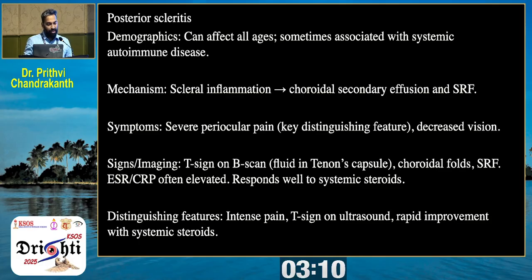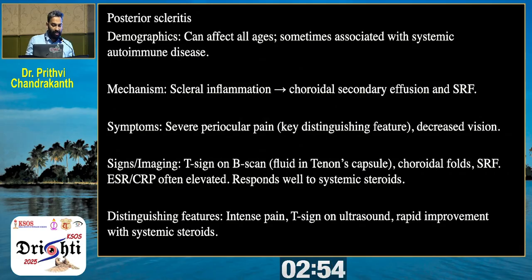And then we have posterior scleritis. It affects all ages, sometimes associated with systemic and autoimmune disease. Scleral inflammation occurs, and it leads to choroidal secondary effusion and SRF. Severe periocular pain will occur, and the patient will have decreased vision.